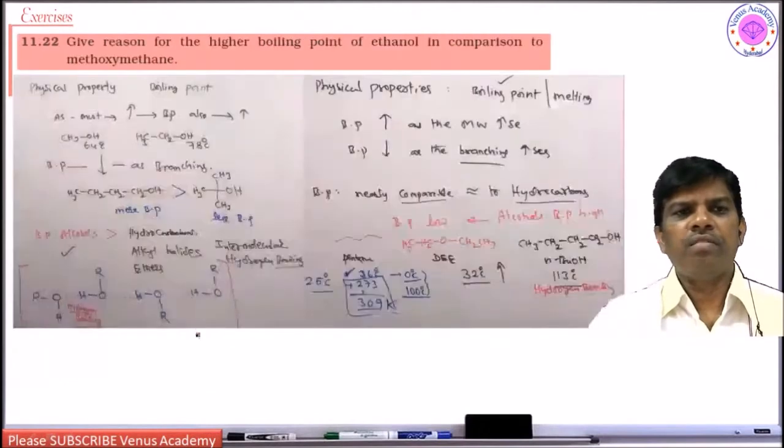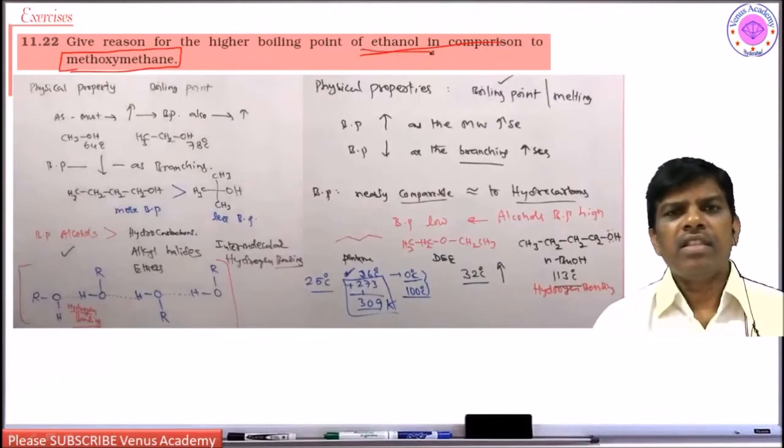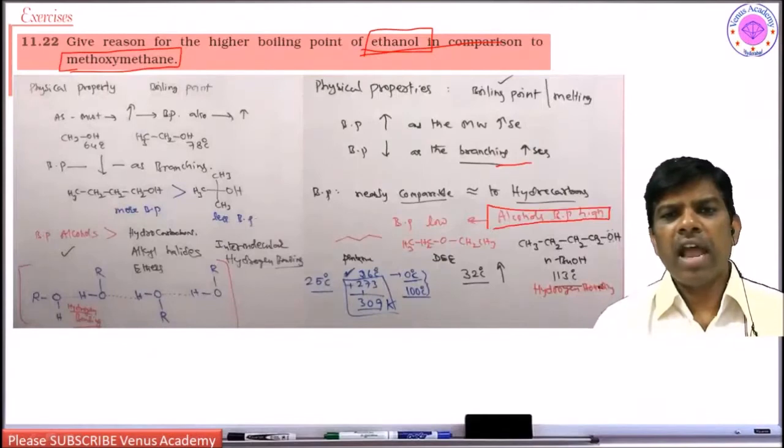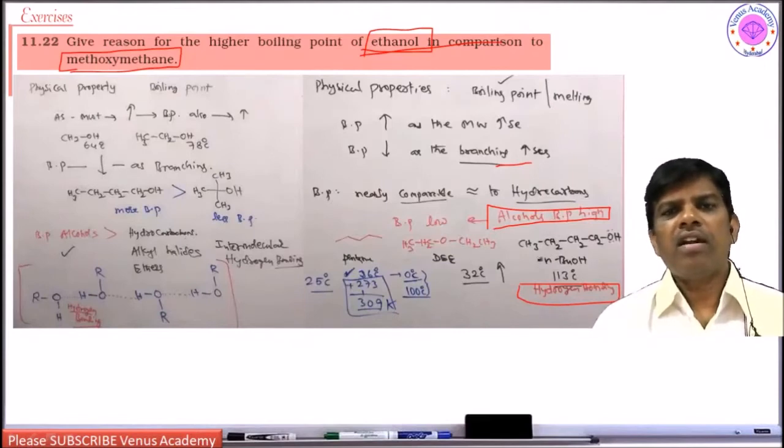Reduction of ketones. Next, give reason for the higher boiling point of ethanol in comparison to methoxymethane. Methoxymethane is going to have a lower boiling point than ethanol. Ethanol is going to have a higher boiling point because of intermolecular hydrogen bonding. Alcohols are going to have hydrogen bonding, whereas ethers do not have hydrogen bonding. That is why alcohols are going to have a higher boiling point than ethers.